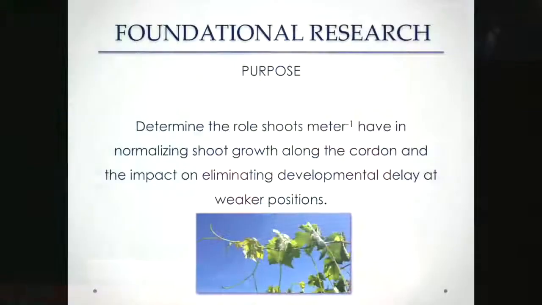The purpose of the research that people asked me to speak on today was to document which arm positions traditionally are struggling with this issue and to determine if we can, within a single winter season of pruning, address these issues and try to normalize shoot development along the length of the cordon.